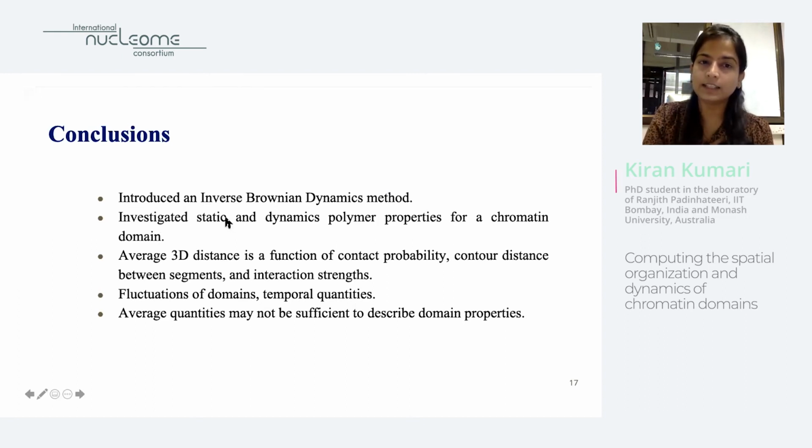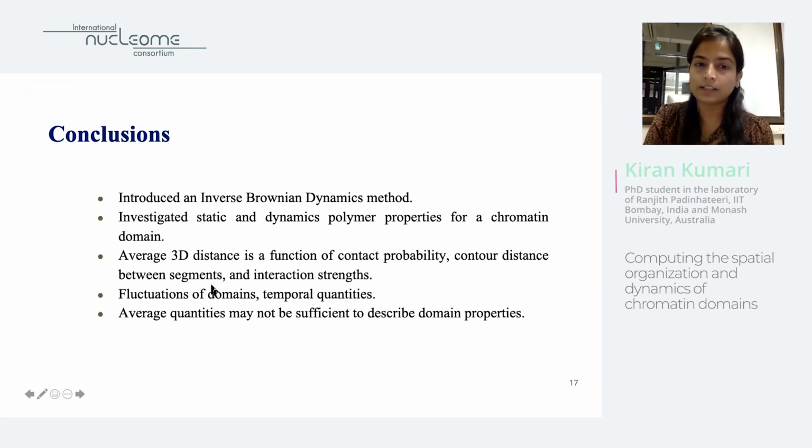We have investigated the static and dynamic properties of a chromatin domain. And then we understand that 3D spatial distance is not only a function of contact probability, but it is also dependent upon the contour distance and the interaction strength.